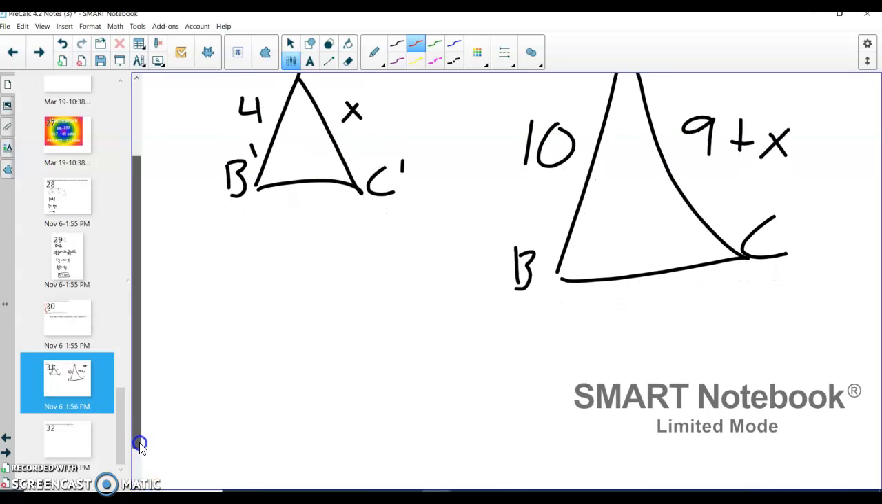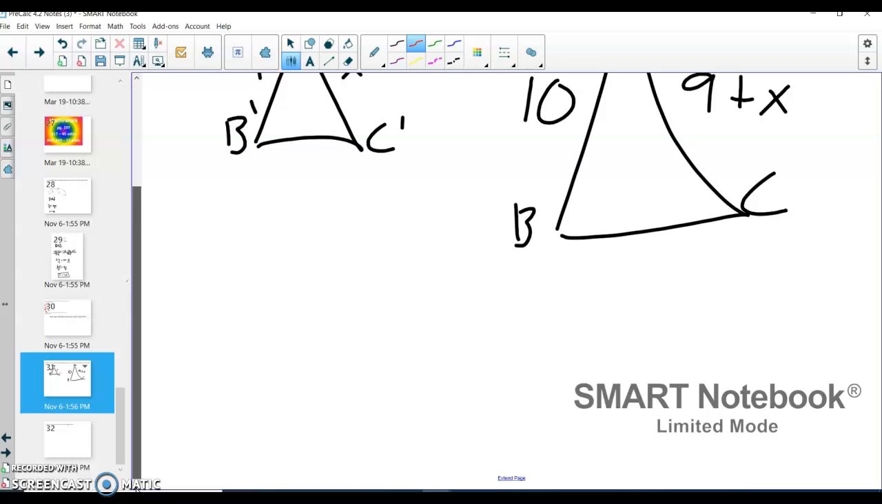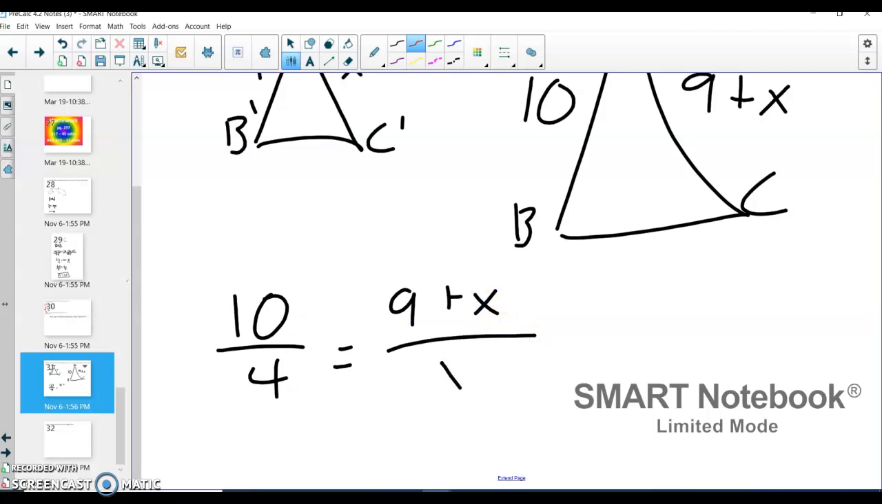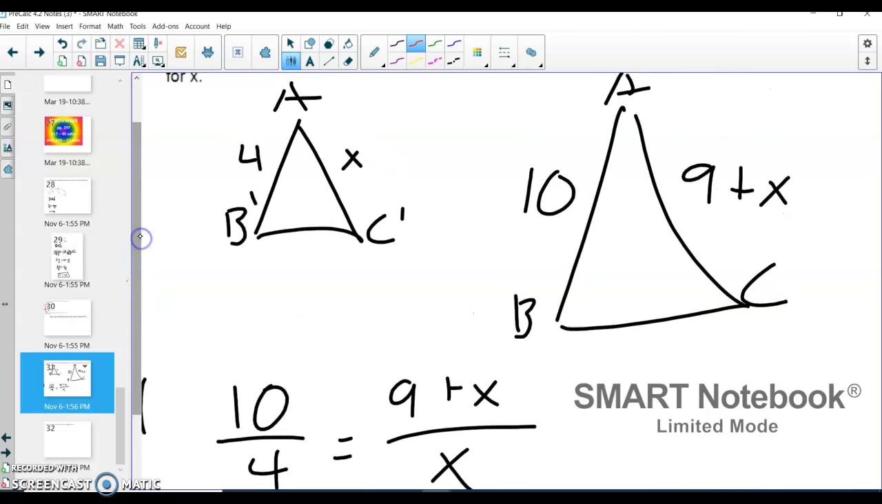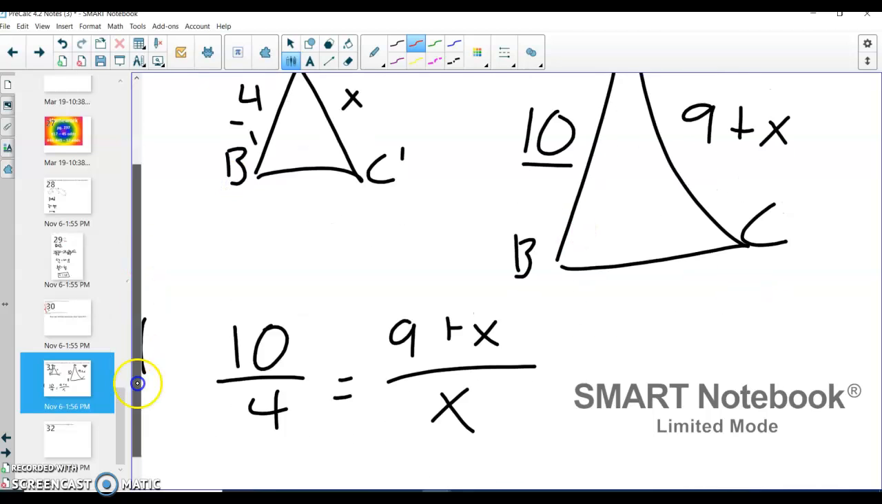All right? What we need to do, we can set up an equivalent ratio here. I can do 10 divided by 4 equals 9 plus x over x. Right? Because I'm taking corresponding sides here, 10 and 4, and dividing big by small. And the same thing with 9 plus x and x.